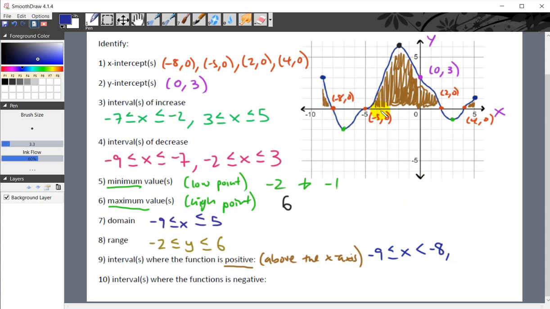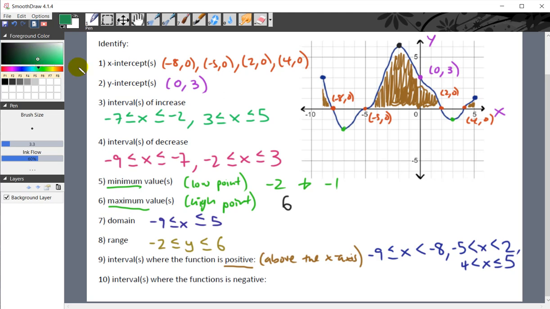Next, what I see is also positive. It's going to be from -5, and it's not going to include that point, so it's -5 less than x less than 2. So it's just going to be from here to here. And it's also this little region here, which is from 4. It's not going to include 4, but it should include 5 because that's the endpoint right there. That's how you identify where it's positive.